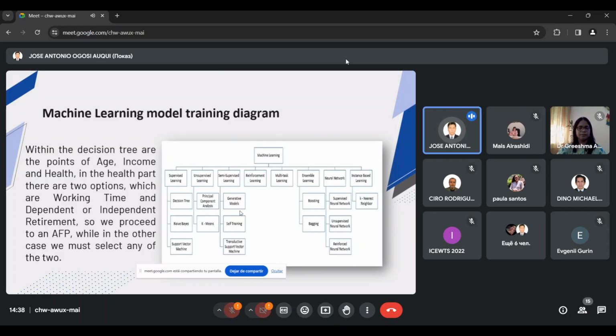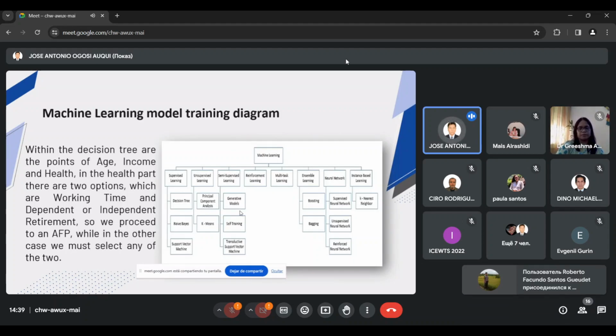Well, this is the machine learning model training diagram. We are studying machine learning, and machine learning is an entire world. For us, the decision tree is the key point. In the health part, there are two options, depending on the working time or independent of retirement, so we proceed to an AFP, while in the other case we must select one of the two. This is a conditional, like in programming, where we have a conditional like a for, with yes or no. We are going to apply this conditional in this training diagram.